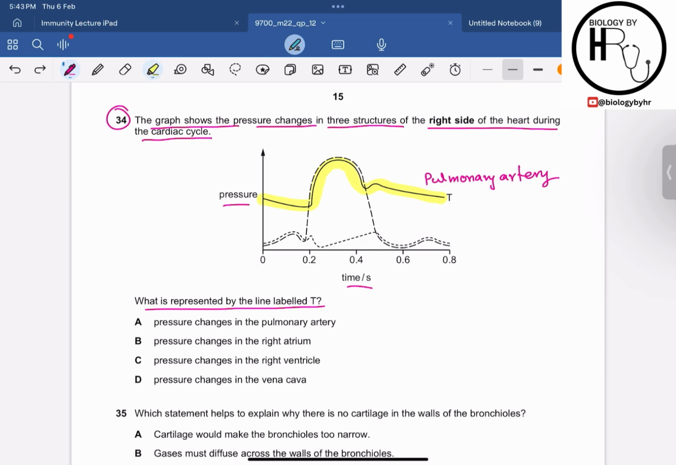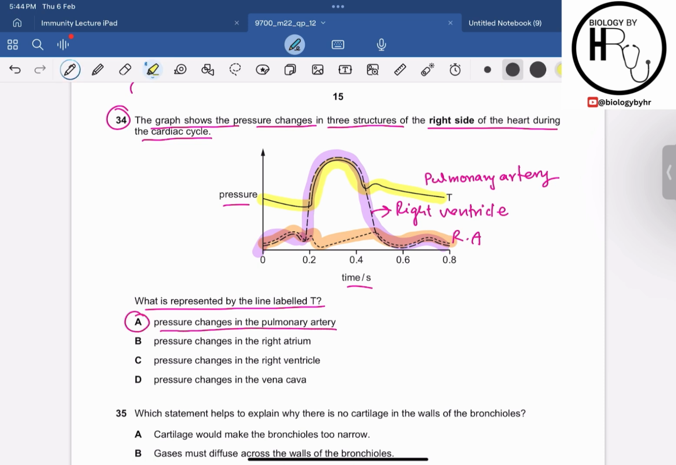And then this line over here, the dotted line, it is representing the right atrium, right? And over here this whole line, which I can highlight as this whole, is representing the right ventricle. Alright, so what would be the correct answer over here? The correct answer would be the pressure changes in the pulmonary artery. Option A would be our correct answer over here. I hope that this is clear to all of you.